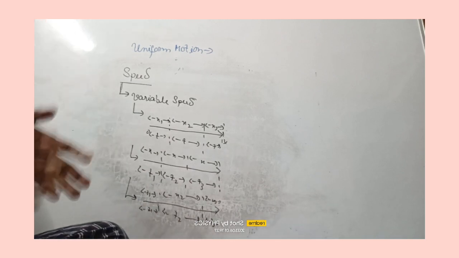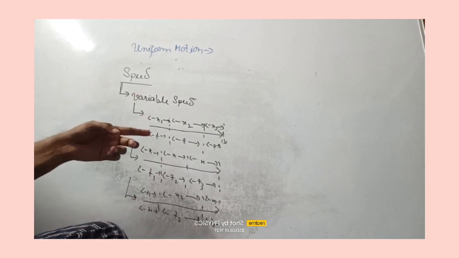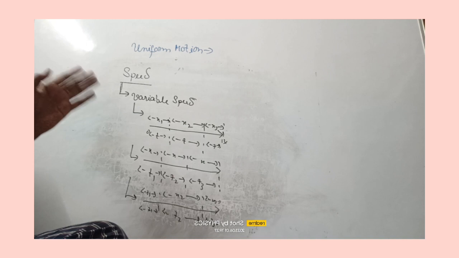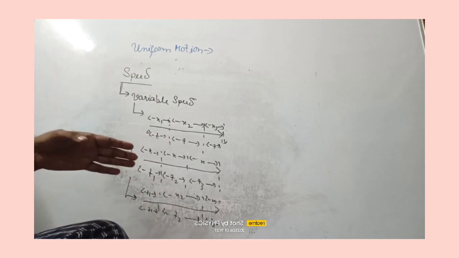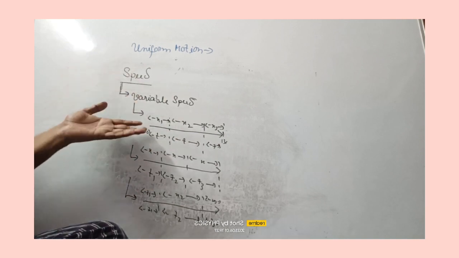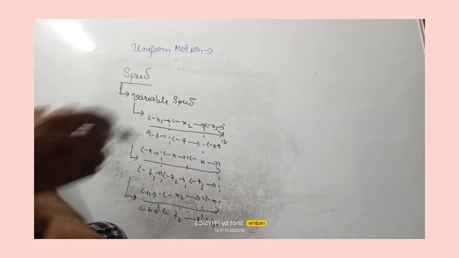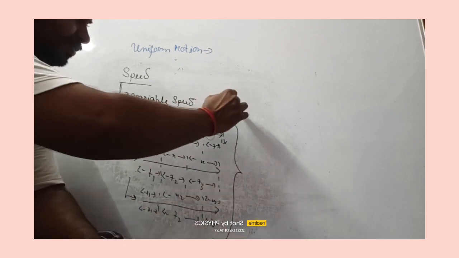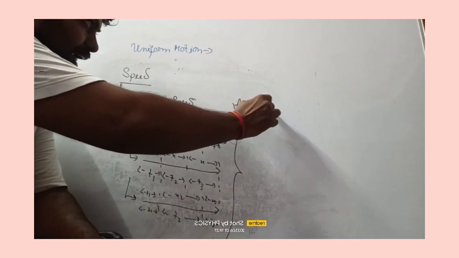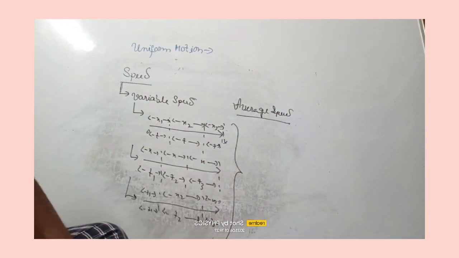Let us explain it. In the first case, consider a particle moving 20 km in 1 hour, moving the next 30 km in the next 1 hour, and moving 40 km in the next 1 hour. That is the variable speed. For the variable speed, we consider the average speed. For the average speed, we sum up all the distances and divide by the sum of the total time taken by the particle.